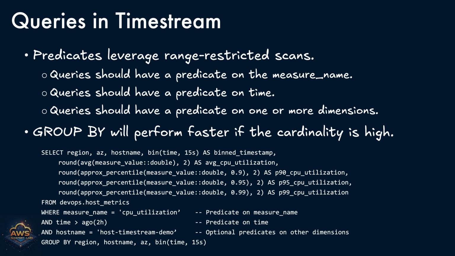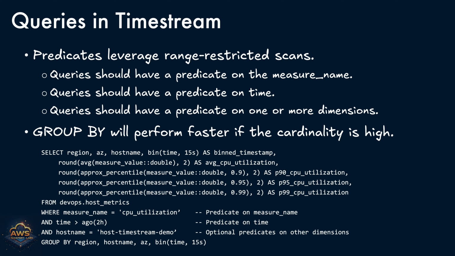Next, include a predicate on the time column. This might be a rolling window like last 2 hours or last 24 hours, depending on the use case. Since time is the primary axis in time series data, this kind of constraint is critical for keeping queries fast and focused on the most relevant slices of data.